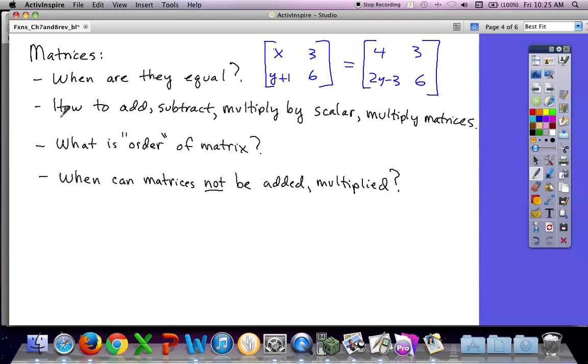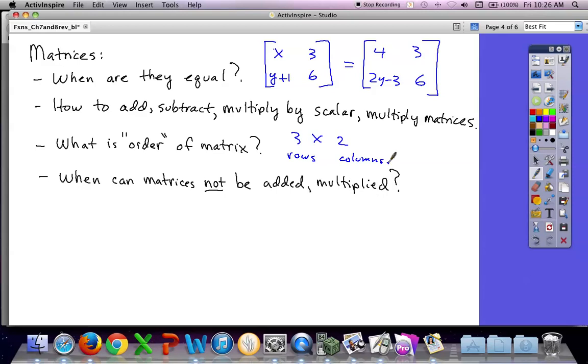What do we mean by the order of a matrix? Okay, what is that? For example, if I said 3 by 2, what does that mean? 3 rows, 2 columns, right? It's rows by columns.